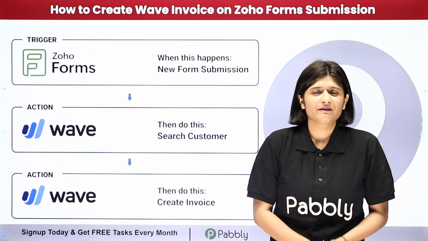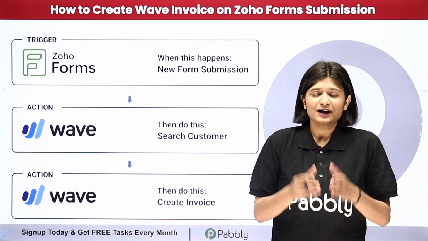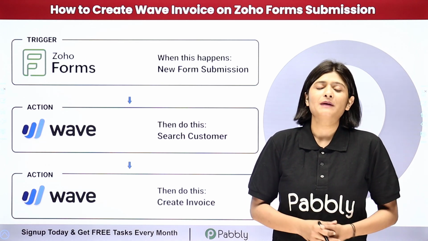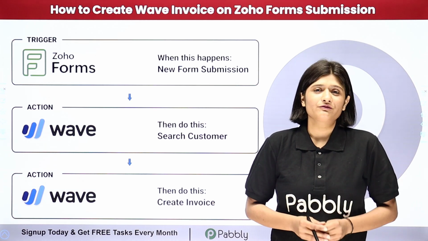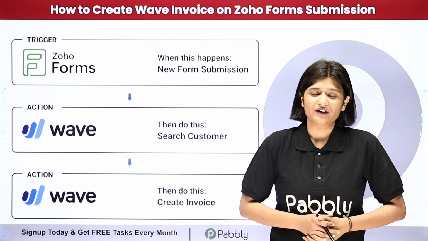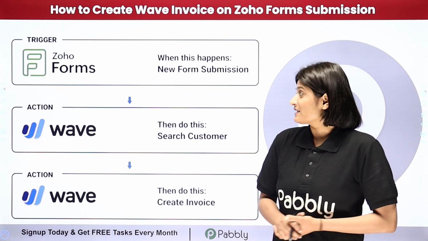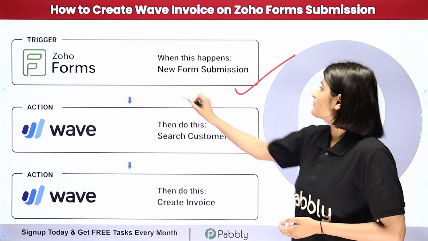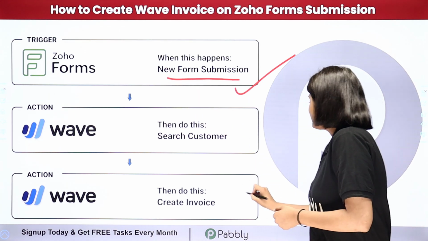Doing this manually will be a very time consuming task, so I am completely going to automate this process, and to do this automation I am going to use Pabbly Connect. Pabbly Connect is an amazing automation and integration software which requires no coding or programming skills. With the help of Pabbly Connect, I am going to build this connection in such a way that whenever I receive new form submission in my Zoho Forms, the invoice will be automatically created in my Wave account.